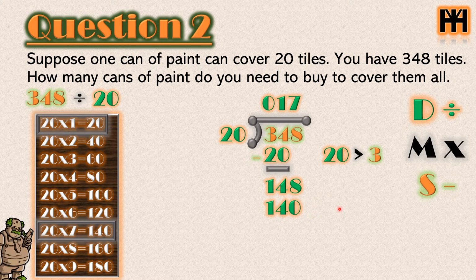Then 20 times 7 is the multiply. Then our last step, subtract. So we'll subtract these two numbers, and the result is 8. So the result of this division is 17, and the remainder is 8.